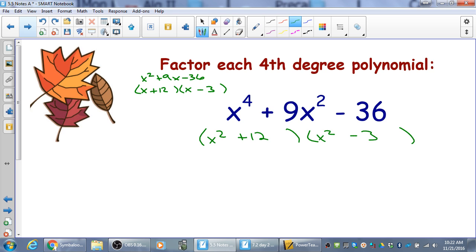Now, this is the one we have to take a look at. Is that the difference of two squares? If it's a difference, x is being squared, but is 3 a perfect square? It is not. Now, if that said x squared minus 9, or minus 16, or minus 25, we'd have to keep going. But in this case, we're done. You stop there. It's completely factored.